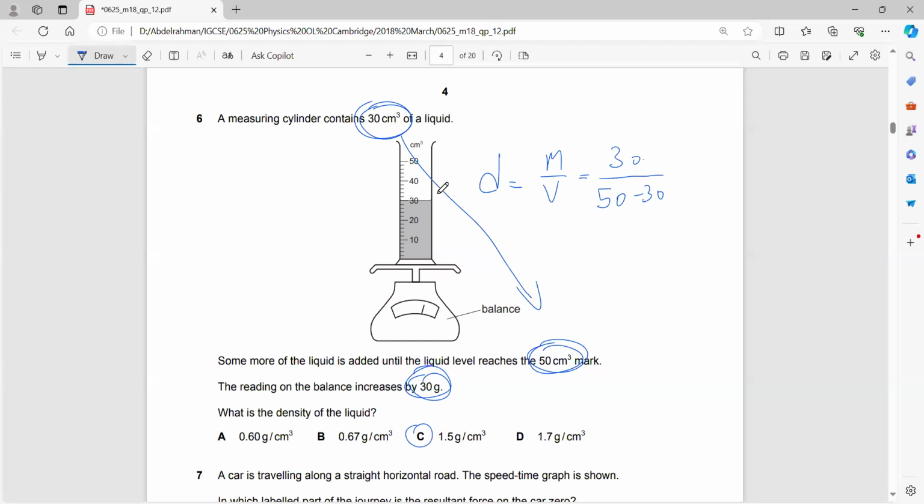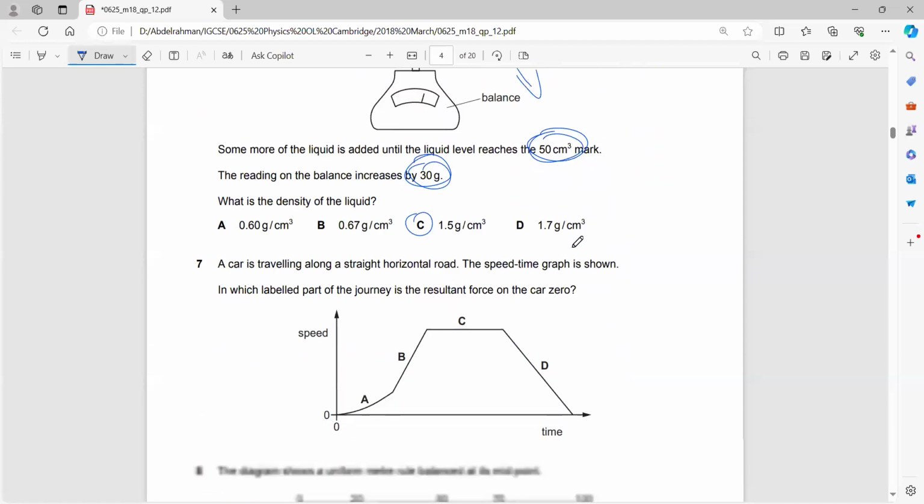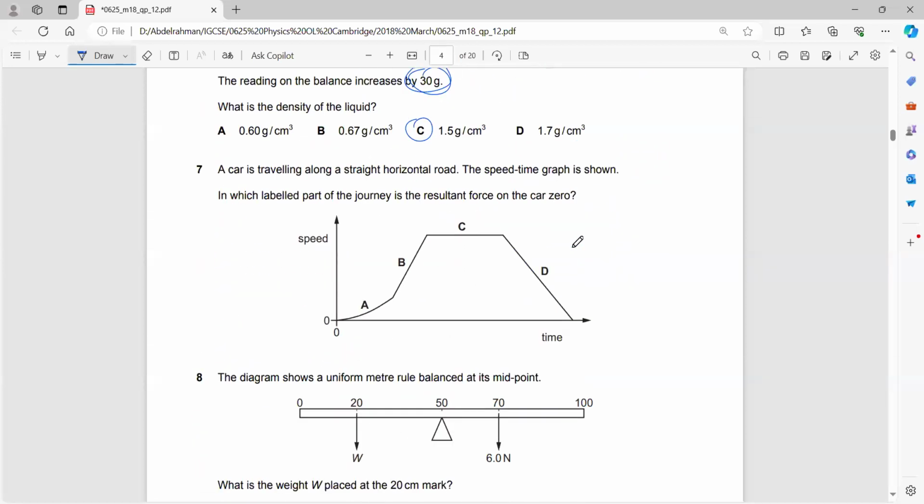Hope this question is clear. Yeah, this question is quite easy.